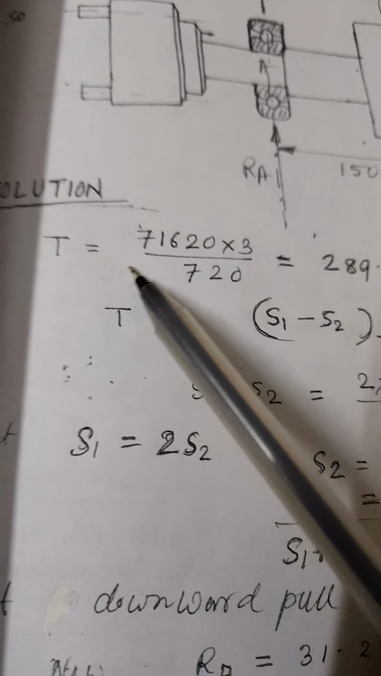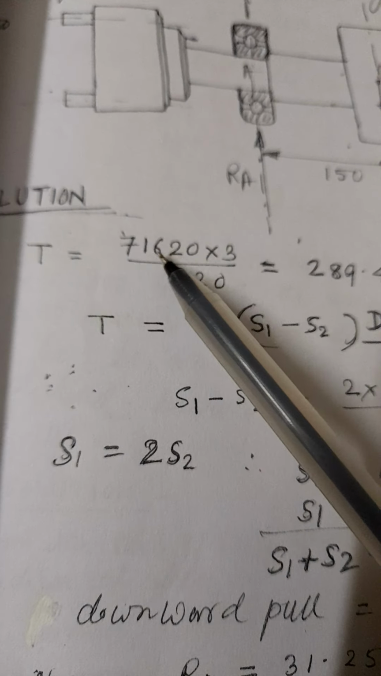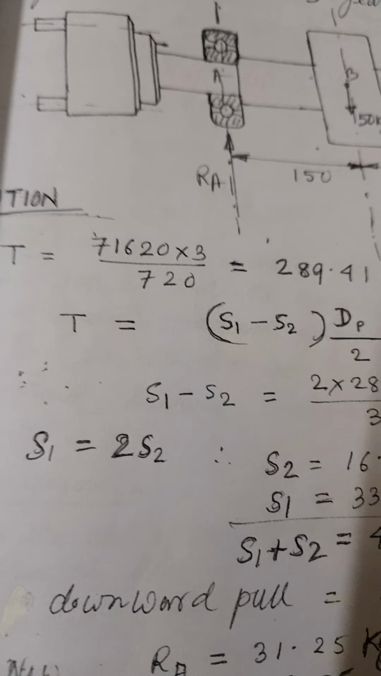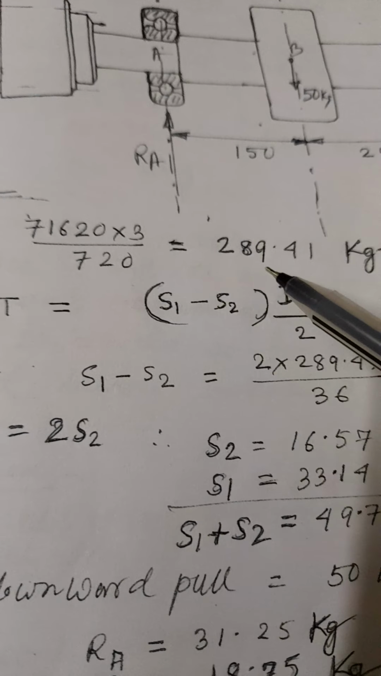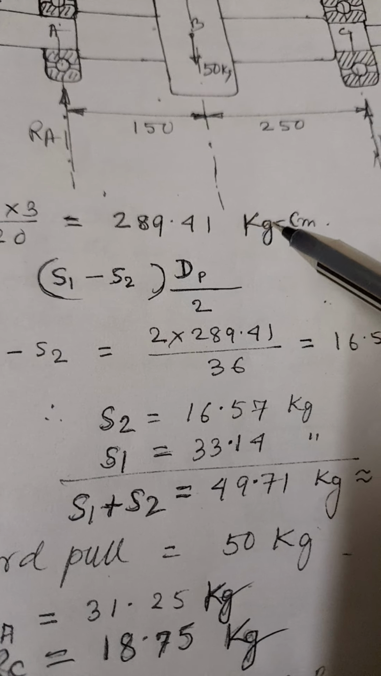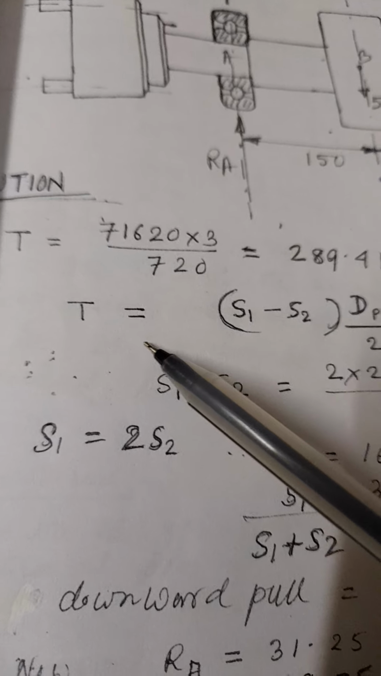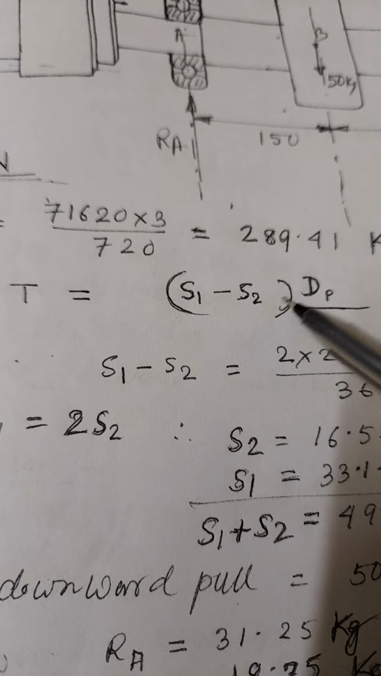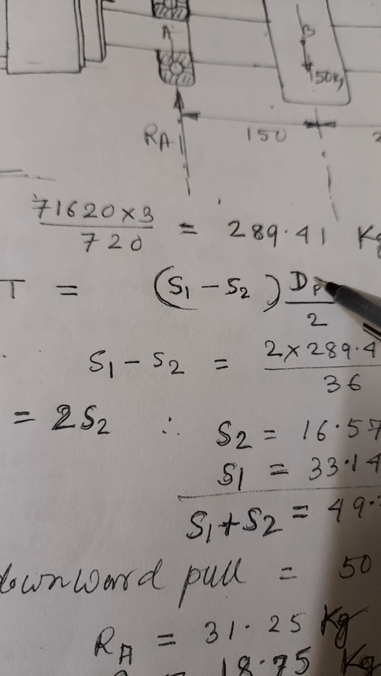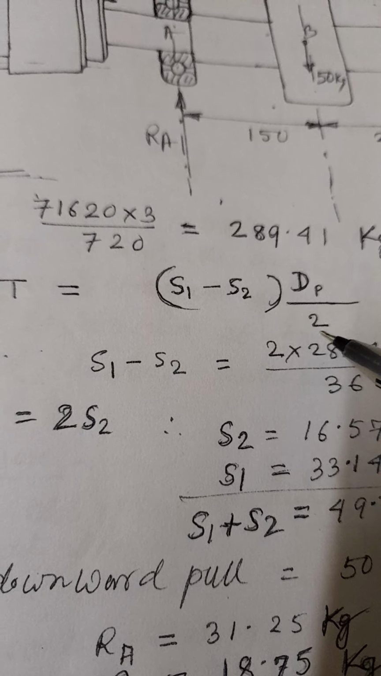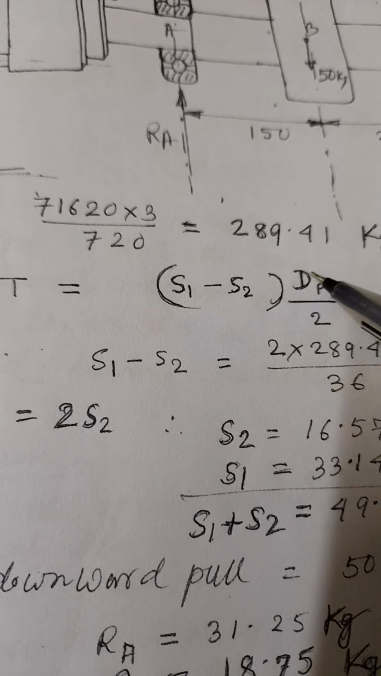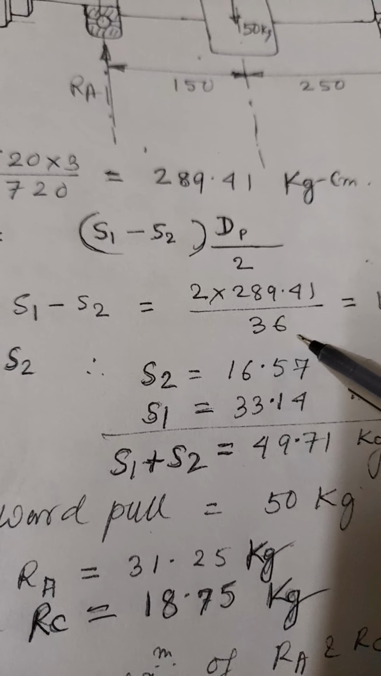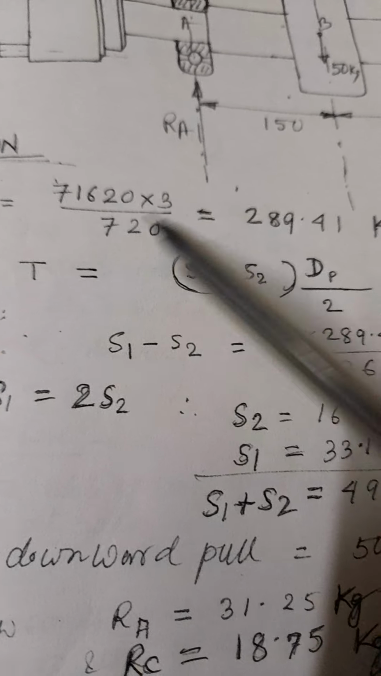Solution: T is equal to 71620 HP by N. HP is 3 HP, so this is 289.1 kg centimeter. So T is equal to, by the formula for belt tension, the net pull into radius: S1 minus S2 into dP by 2, where dP by 2 is the pulley radius. S1 minus S2 is equal to this one. Okay, T is found out here.